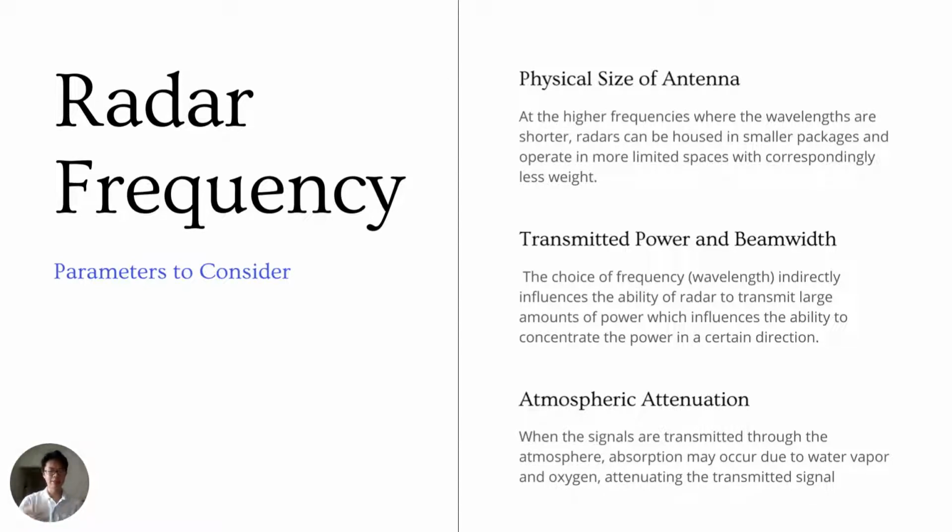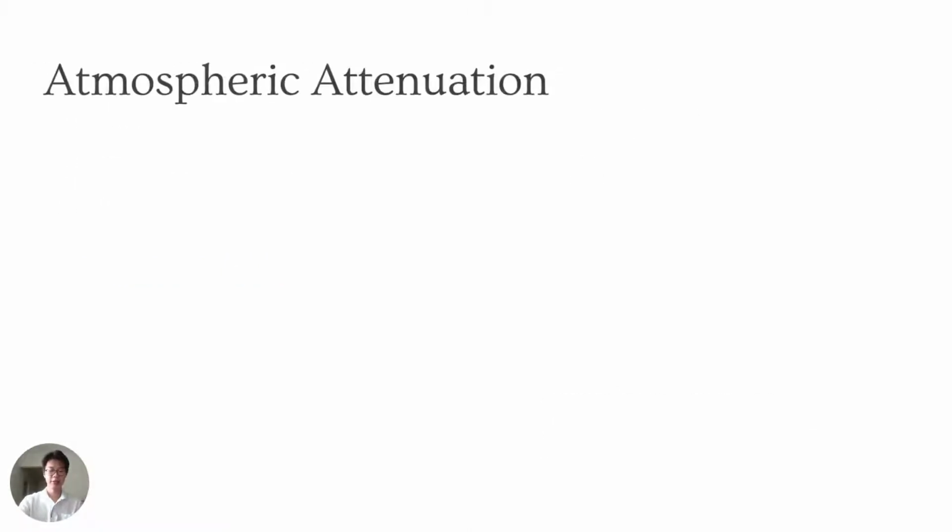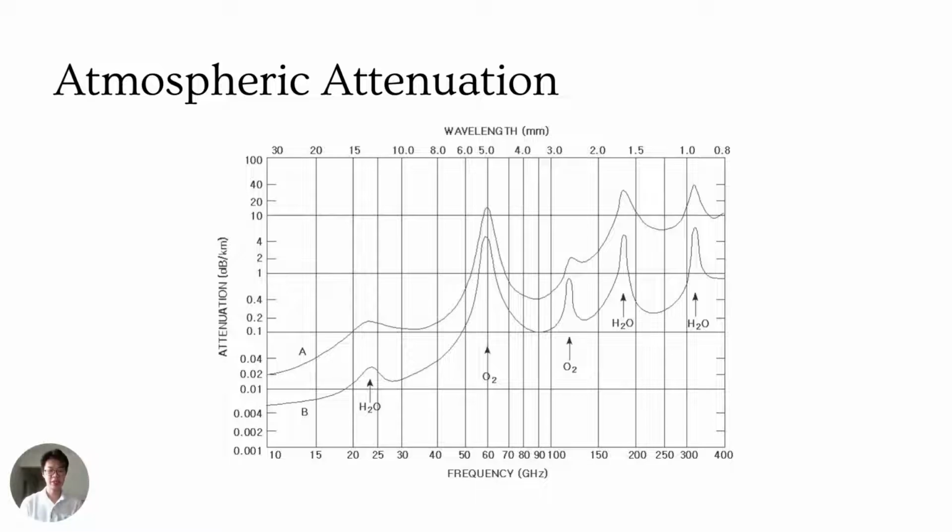To talk about this, then atmospheric attenuation, where as the electromagnetic signal is transmitted within free space in the atmosphere, there might be absorption due to water vapor and oxygen, thus making the signal weaker. We can look at the relationship in the graph over here. As the frequency increases, you see the attenuation is a lot higher for higher frequencies.